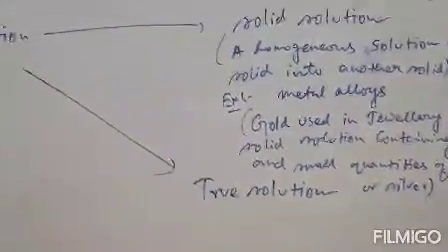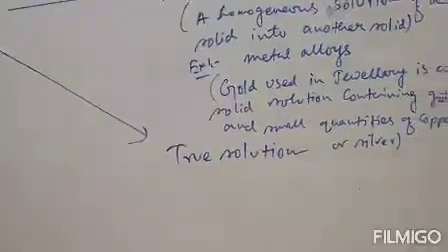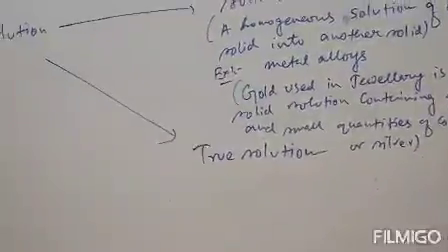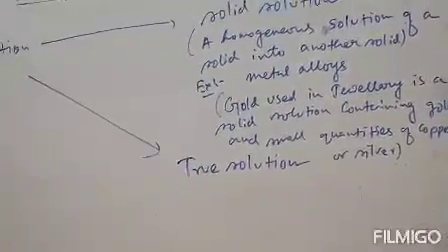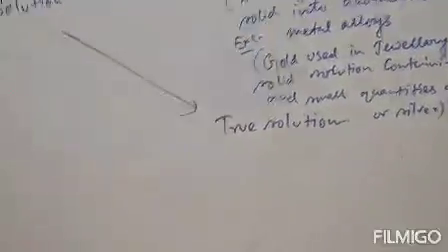True solution is a solution in which the size of the solid particle is near about 10 to the power minus 10 meter. That means the size of the solid particle is very small. Clear? So where the solid particle is about 10 to the power minus 10 meter, the solution is termed as true solution.